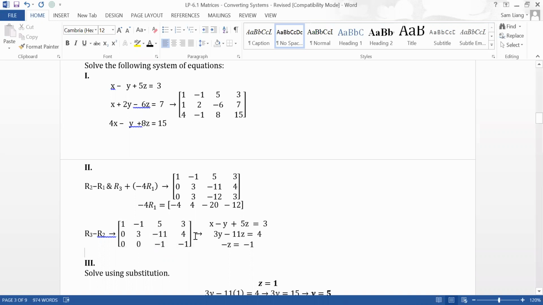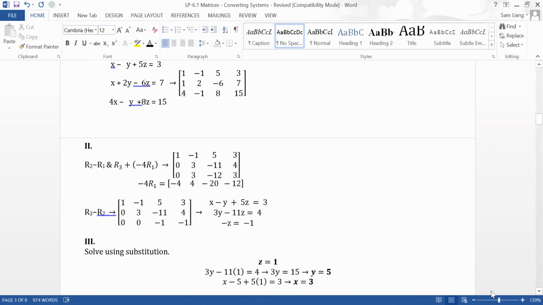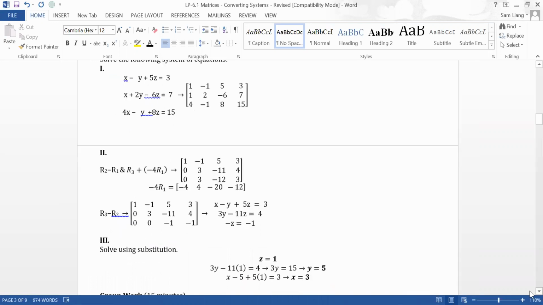All right, so now we're going to rewrite it in terms of a system of equations. We have x minus y plus 5z equals 3, 3y minus 11z equals 4, and negative z equals negative 1, right? That just came from these numbers right here, which represent coefficients. Now we're going to use substitution to solve for each variable.